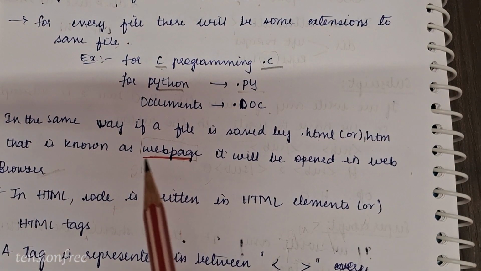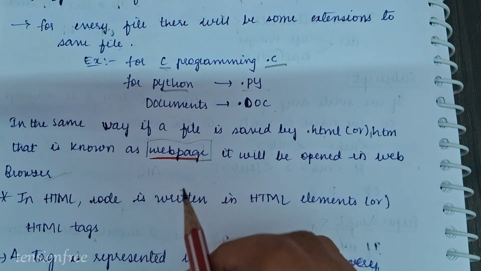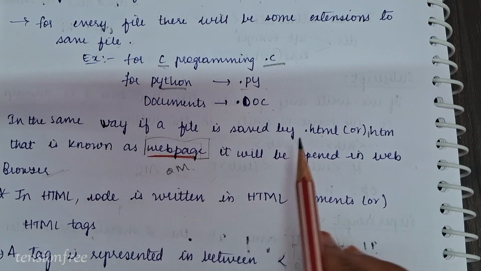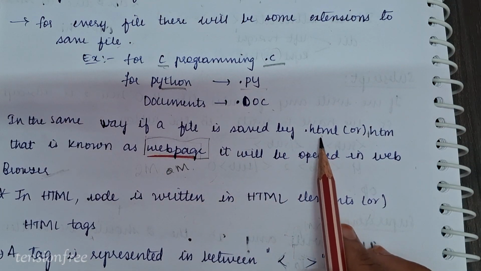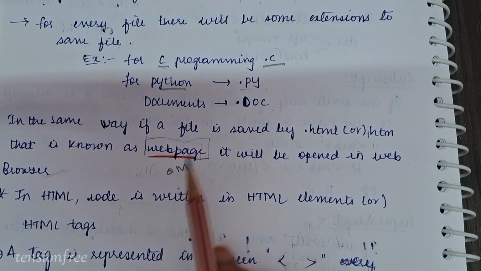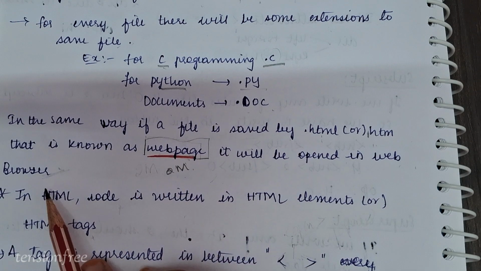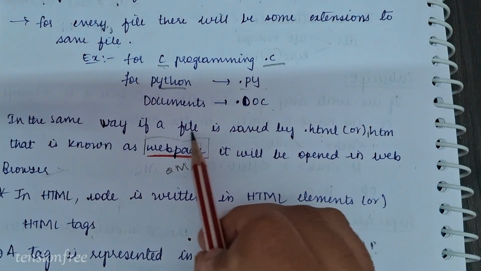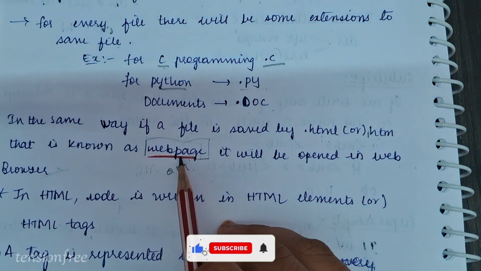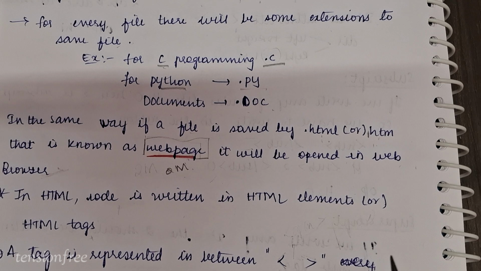And they may even ask what is called a web page, for 2 marks. Then we need to write that the file saved by .html or .htm is known as a web page. It will be opened in the web browser. This web page will be opened in the web browser. This file which is saved in .html or .htm is known as a web page, and that which is opened in a web browser is called a web page.